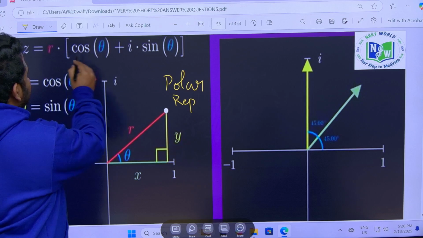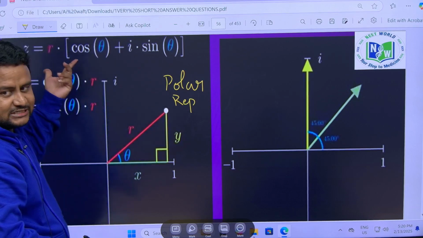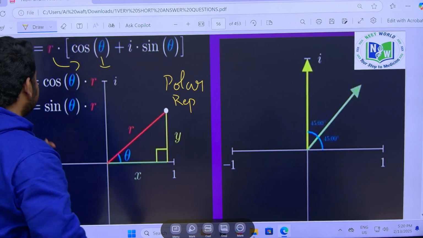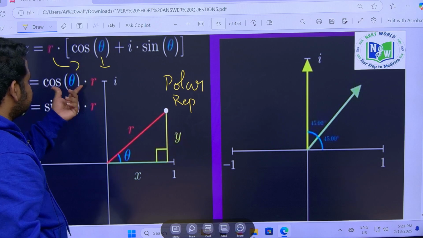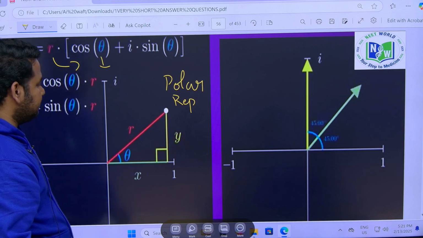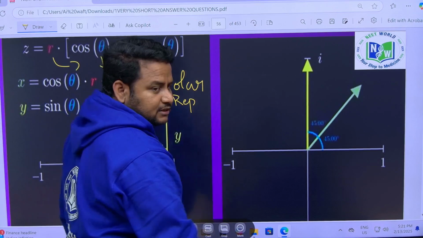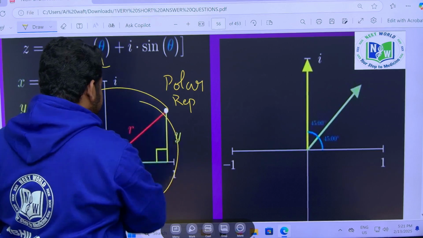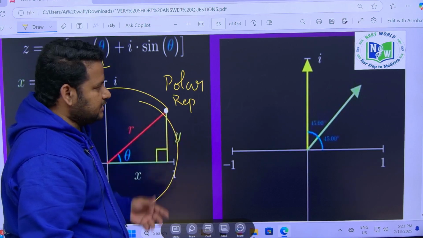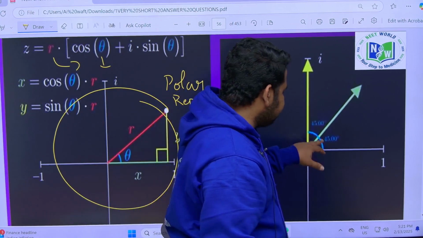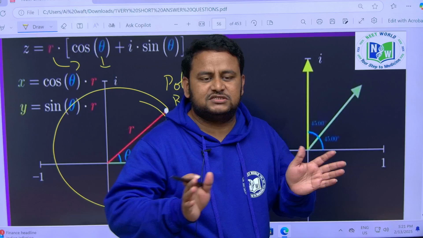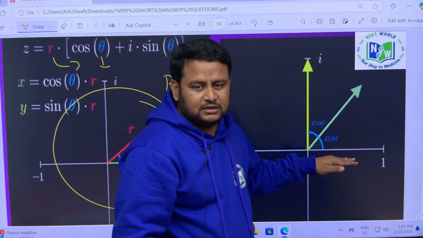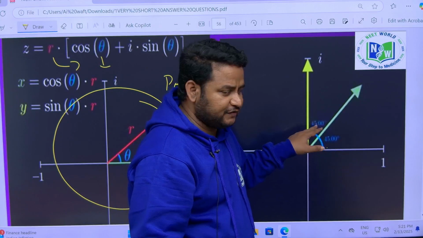That is, z is equal to r (cos theta plus i sin theta). Here r is the modulus of the complex number, and theta is the amplitude, which we learned, and x is equal to r cos theta, y is equal to r sin theta. Here r is nothing but the radius of the circle. So suppose I want to split the 90 degree image into two, that will be 45 degrees and 45 degrees.